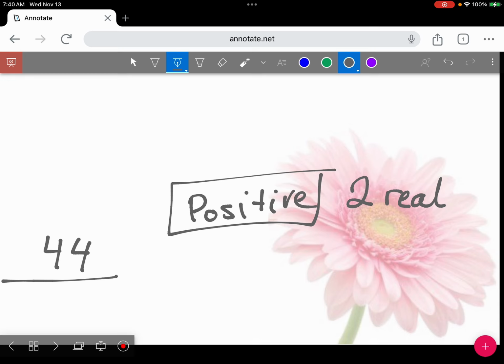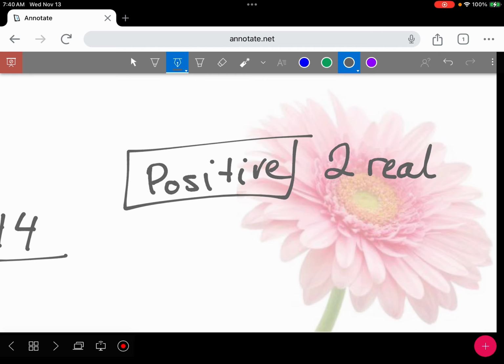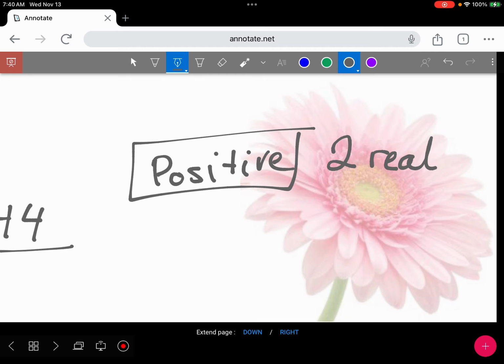Is 44 a perfect square? No. We know 36 is a perfect square, and the next one up is 49, because 6 squared is 36 and 7 squared is 49. So 44 is not a perfect square. So these are going to be irrational. We're going to have square roots somewhere. At this point, this is all we can do with this. We're going to have 2 real roots, and they're going to be icky decimals. That's what we know.